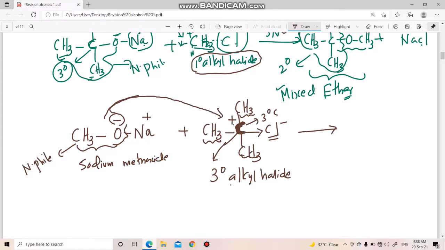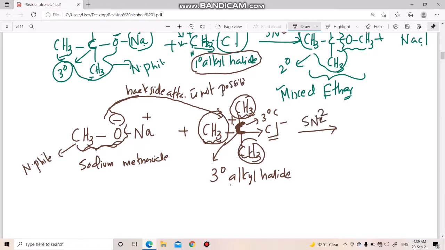But here there is a problem due to the presence of 3 CH3 groups. Due to the presence of 3 CH3 groups, there is a steric effect, an overcrowding effect. Due to this overcrowding, backside attack of CH3O negative is not possible. So what is the chance of the SN2 mechanism? The SN2 mechanism is not possible here because of the steric effect of the tertiary alkyl halide. Okay, so substitution reaction will not take place in the case of tertiary alkyl halide.